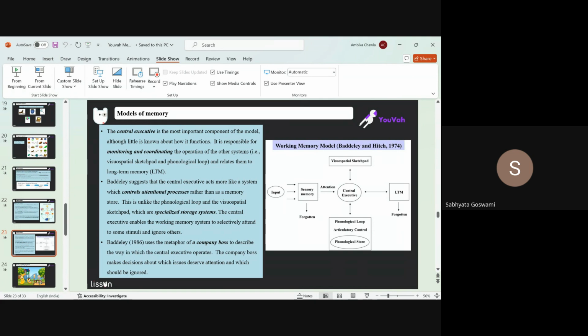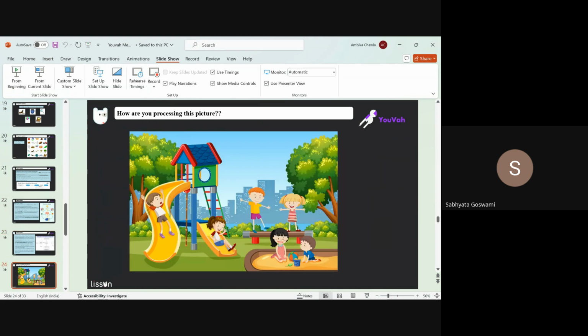Thank you so much. All right, moving forward to the next model of memory. If I ask you to pay attention to this particular picture, just have a very good look at it so that we can move forward. We can see kids playing in the playground. Some of them are dancing, some are playing in the sandbox, and some are coming down the slides. Right, let's move forward.